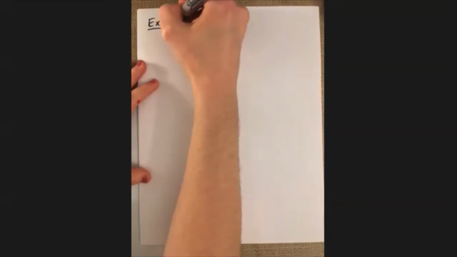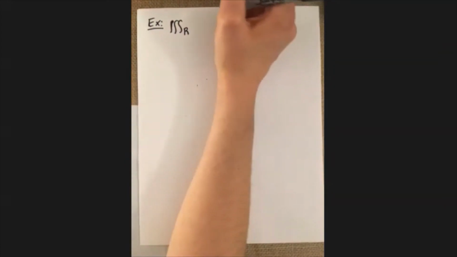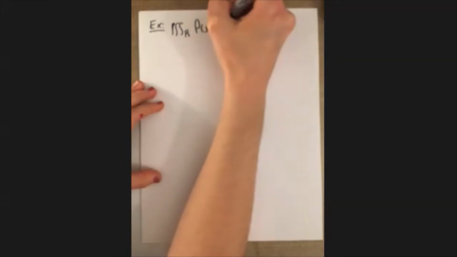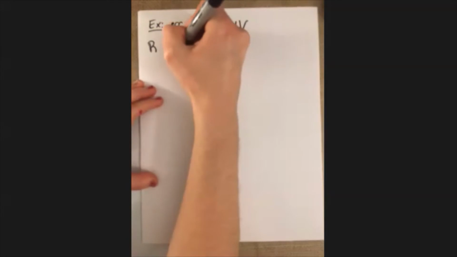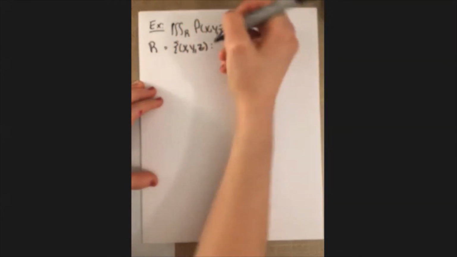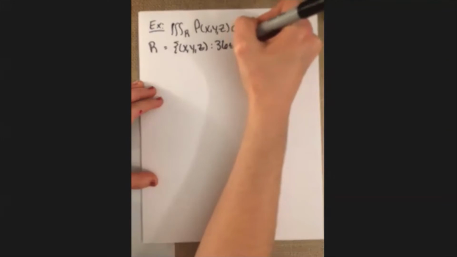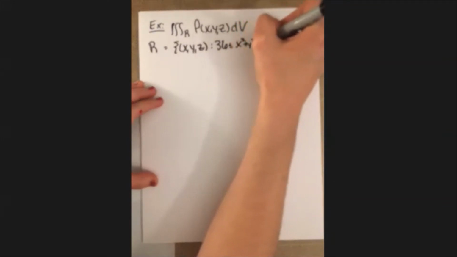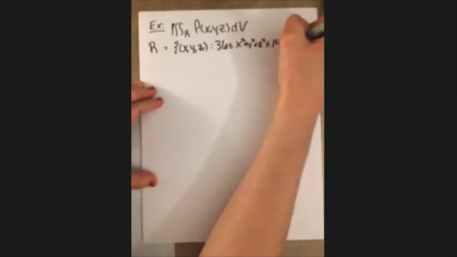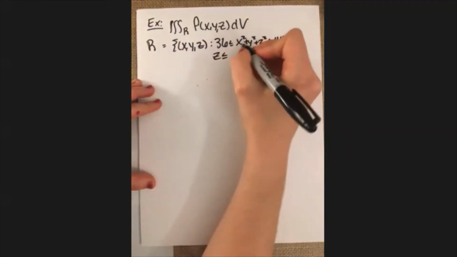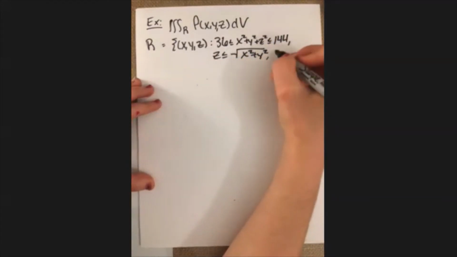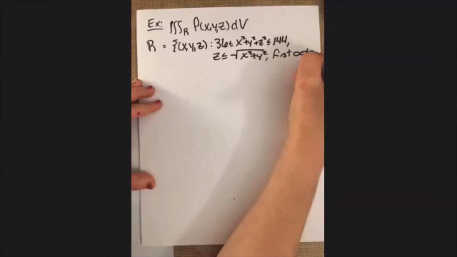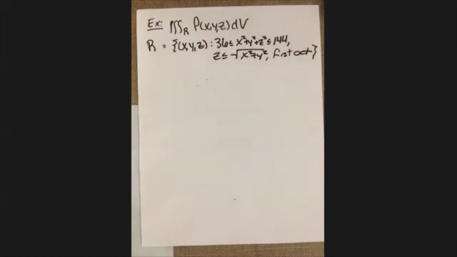So in this one, we're going to do a triple integral over some region R of f(x, y, z) dV. And then our region R is going to be equal to the set (x, y, z) such that 36 is less than or equal to x squared plus y squared plus z squared, less than or equal to 144. And then we also have that z is less than or equal to the square root of x squared plus y squared. And then it's in the first octant. So let's try to sketch this thing.